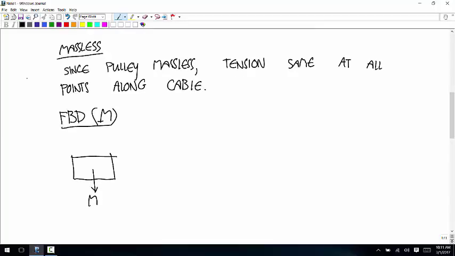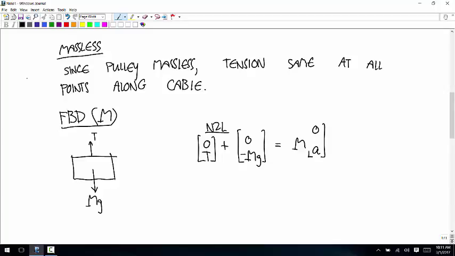There's a weight force of big M, G, and an upward force of T. And Newton's second law says 0T plus 0 negative big Mg equal to big M times the acceleration, which is only going to be in the y direction. The x equation doesn't give us anything, but the y equation gives us our first useful equation. I guess I'll call it 1.